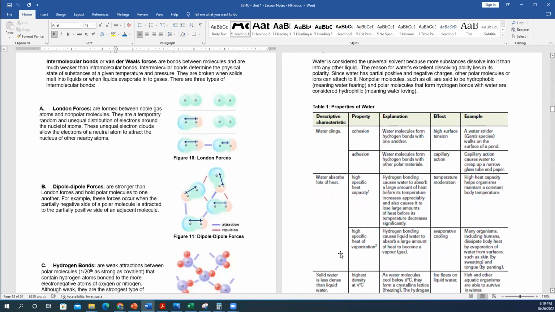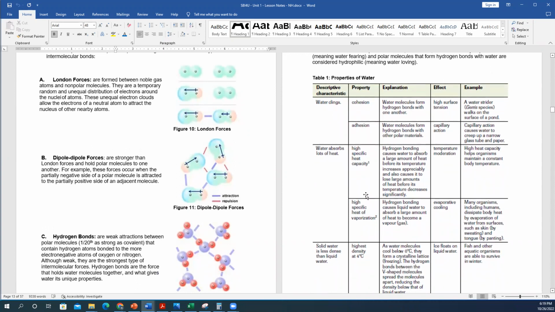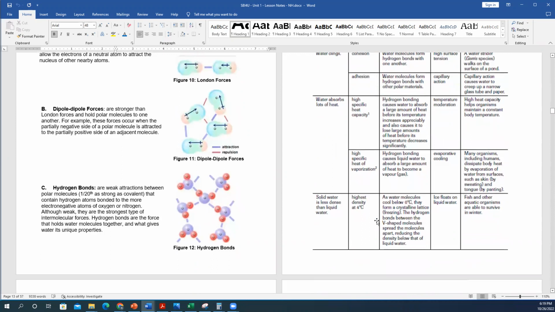We also talked about the adhesion and cohesion properties of water. And we talked about the very high specific heat capacity of water and how it helps organisms to maintain a constant body temperature, where the temperature outside might be shifting and fluctuating quite a bit. This high specific heat capacity helps to equilibrate the body temperature of organisms.